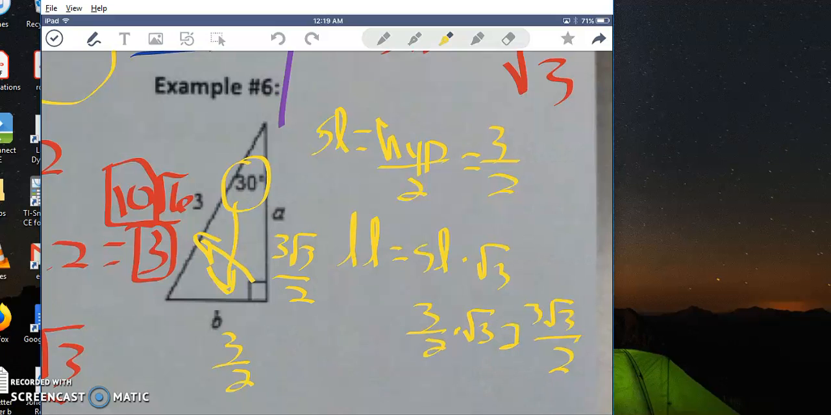So notice everything goes through the short leg. To find everything in the 30, 60, 90, everything must go basically through the short leg. Once you can get the short leg, you can get the other sides. I would say no problem, but it's going to take some time and some tries to start doing this well.